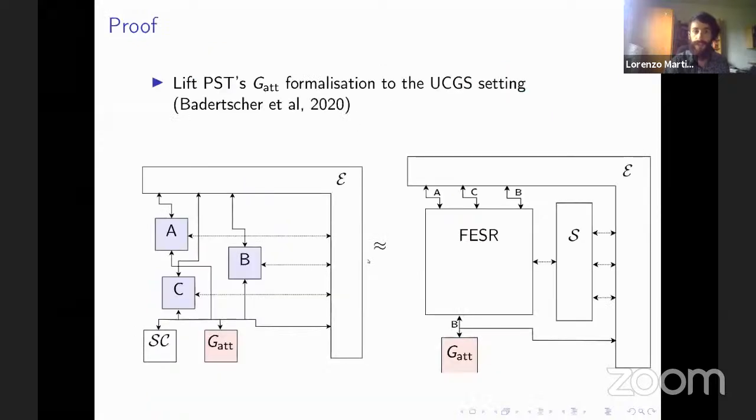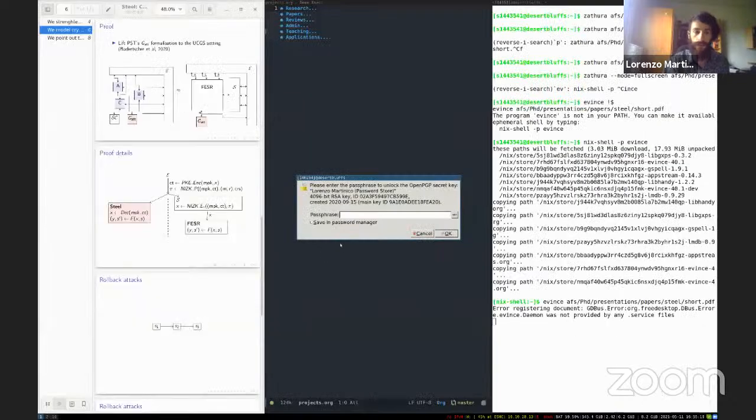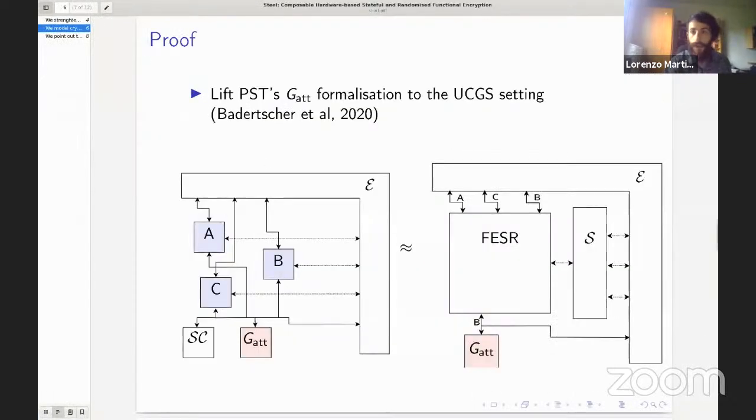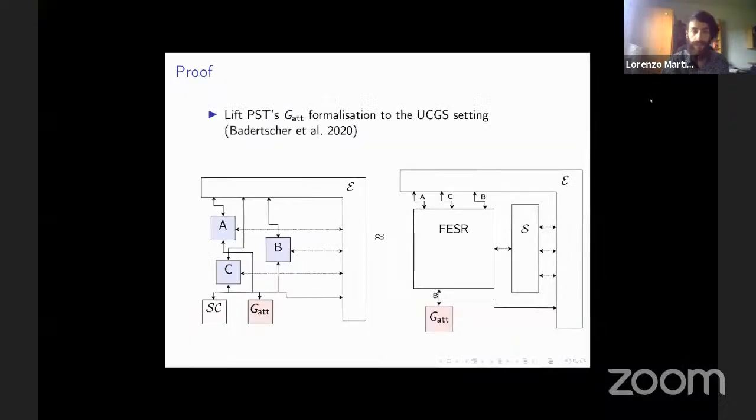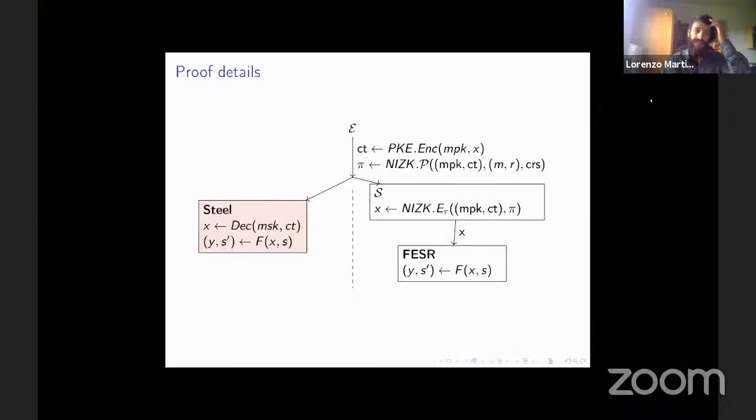Our proof is in the UC with global subroutine setting, where we can add a global functionality to any UC protocol. In particular, we use the global attestation functionality from Pass et al. to add our hardware-based functionality. Some details from the proof.